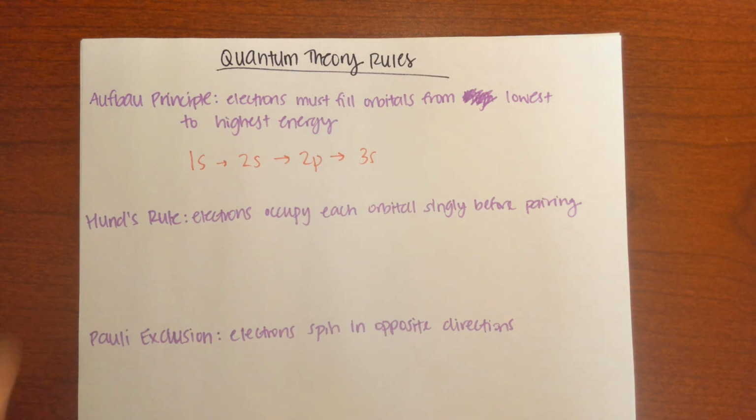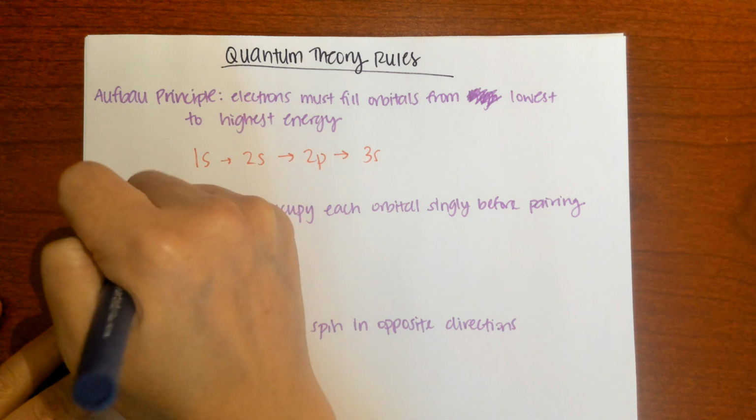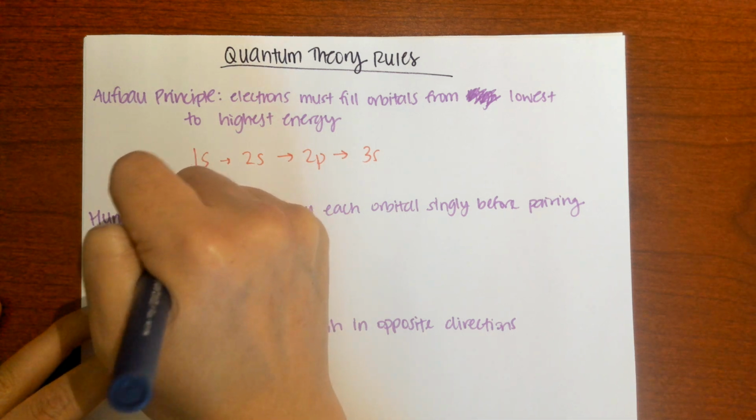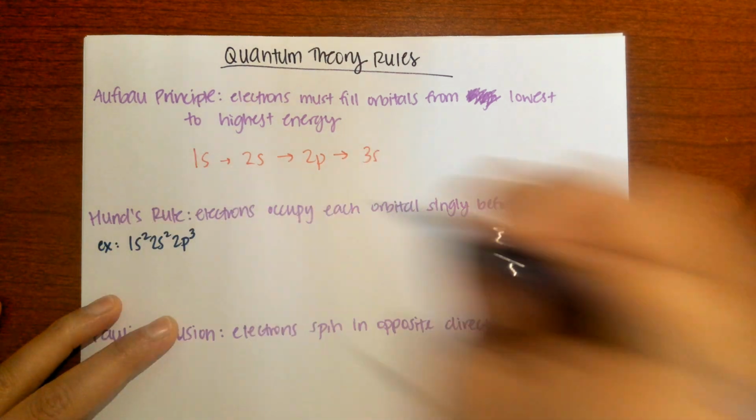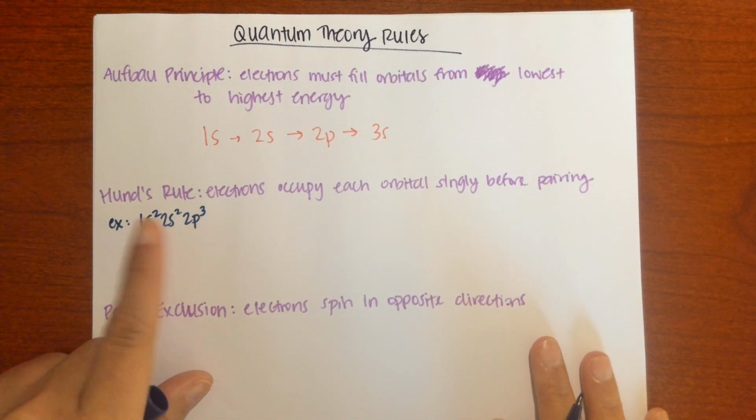All right. So Hund's rule is when you draw orbital notations, when you draw arrows in the orbital notations, it occupies each orbital in a single manner before you pair them. I like to call it the apartment or the house rule. So for example, if you have 1s2, 2s2, 2p3, obviously 2p3 is not a full p orbital.